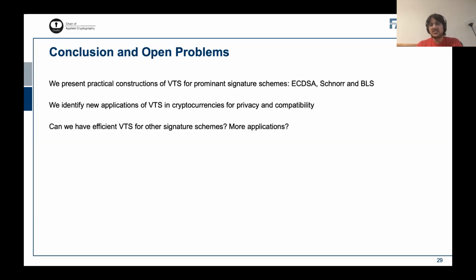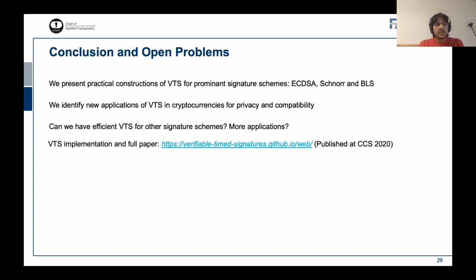And naturally, the question I leave you with is: can we have VTS for other signature schemes apart from ECDSA, Schnorr, and BLS? Can we do it for, I don't know, Winternitz signatures and so on? Whatever signature is of interest in any sphere. And naturally, are there more applications of VTS apart from the three that we cite in our work? You can find the implementation of our homomorphic time lock puzzles and the full paper.